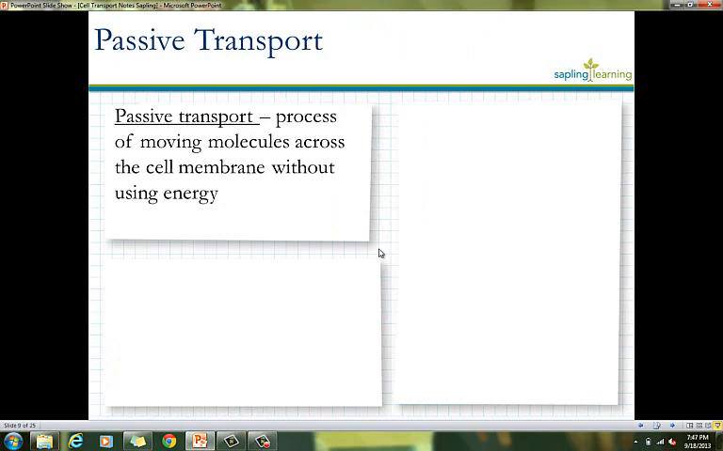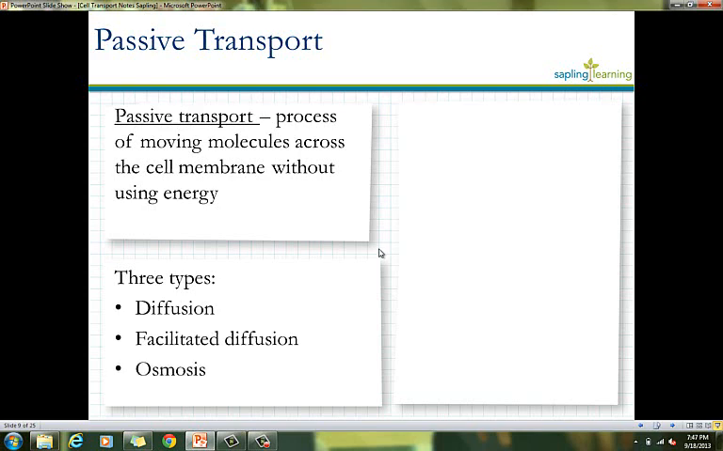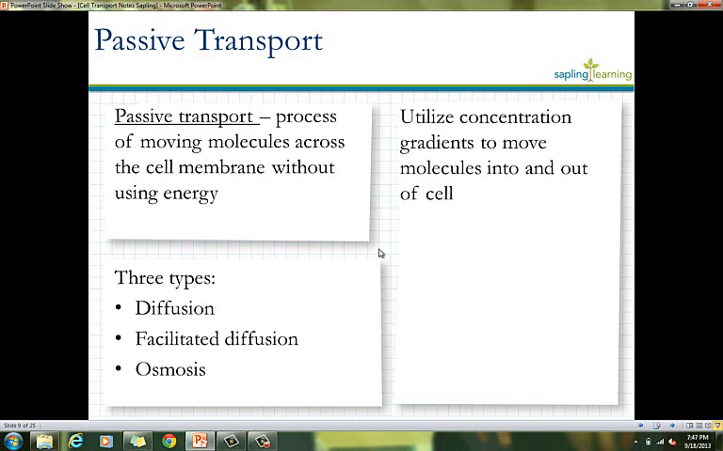Passive transport is the process of moving molecules across the cell membrane without using any energy. There are three types of passive transport: diffusion, facilitated diffusion, and osmosis. These three types of movement all utilize concentration gradients to transport molecules into and out of the cell.